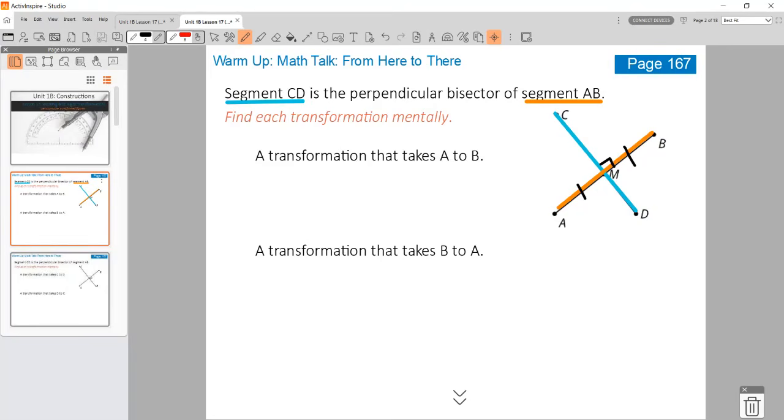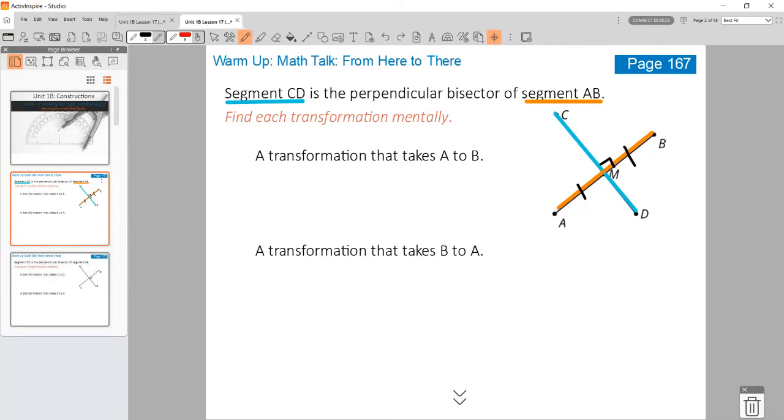angle. So go ahead and see if you can answer the four transformations. So think about it in your head. How would we take point A to point B? How would we take point B to point A? How would we take point C to D and D to C? So pause the video, write down what you think in your book, okay, and then come back to the video.